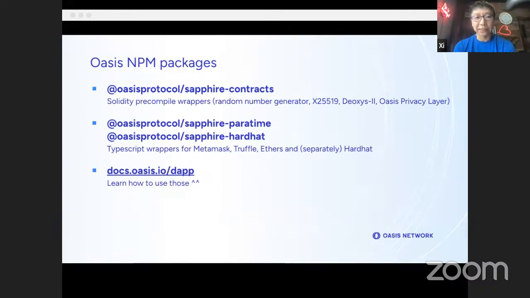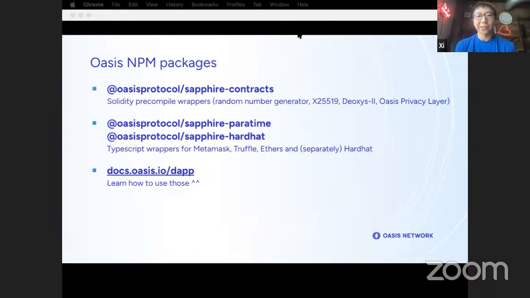So you may have already seen some of these packages that we have already published, and they're really there to help developers and anyone who is technically minded and interested to start using OPL and to start developing. We have definitely heard a lot of feedback about the interest in more documentation, tutorials, and examples on how to build with Sapphire. And so in order to do that, we have published a new tutorial on our documentation website. That's the docs.oasis.io/dapp link, and we're going to take a look right now.